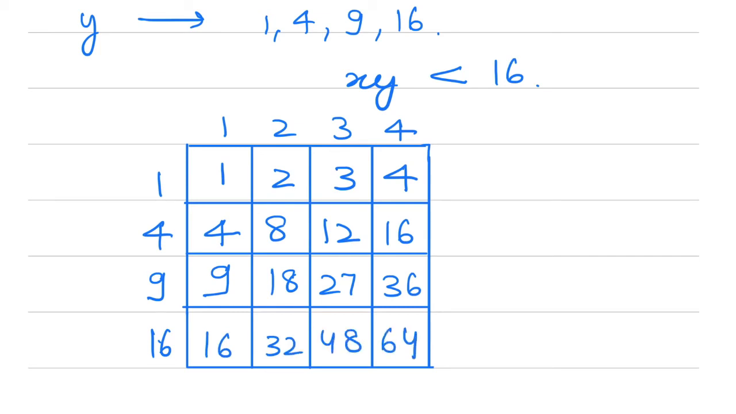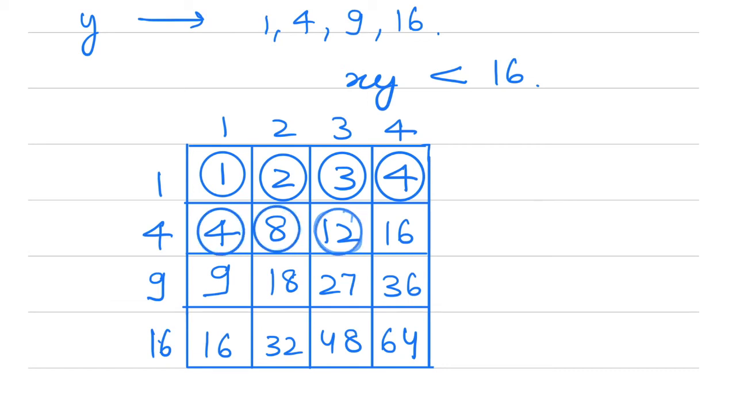So what are the options for having product less than 16, not even 16, right? So this would be this number, then this number, this number, this number, this, then 16, it should be less than 16.